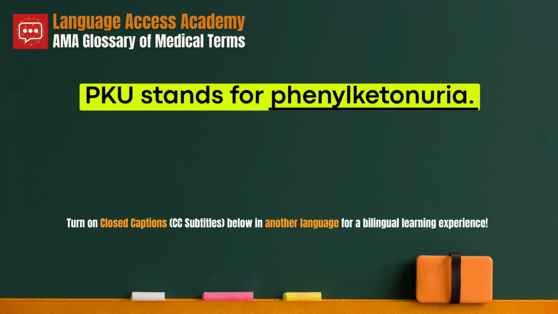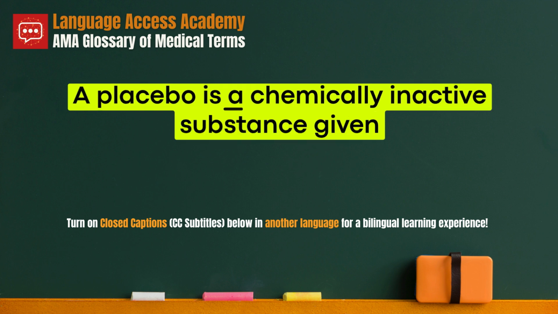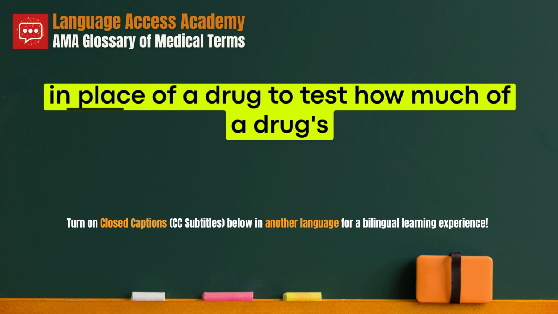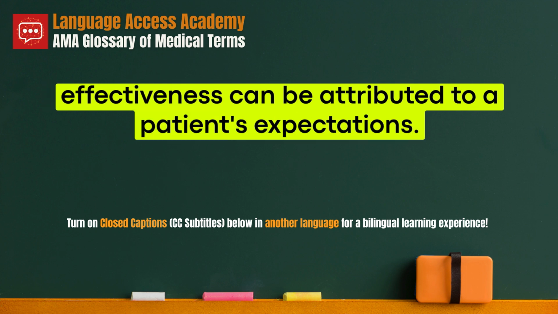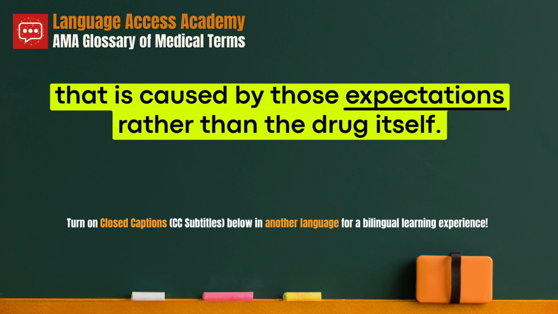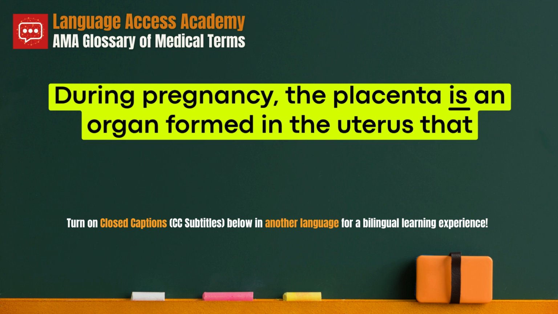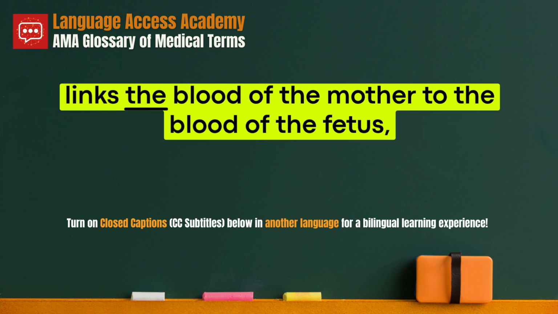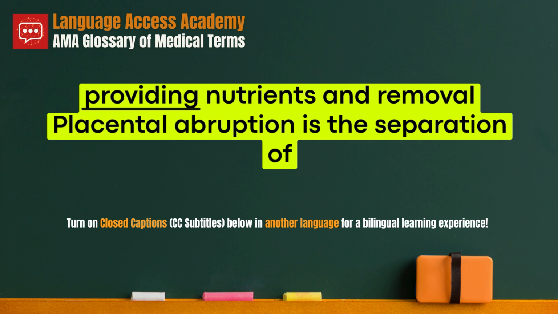PKU stands for phenylketonuria. A placebo is a chemically inactive substance given in place of a drug to test how much of a drug's effectiveness can be attributed to a patient's expectations. The placebo effect is the positive or negative response to a drug that is caused by those expectations rather than the drug itself. During pregnancy, the placenta is an organ formed in the uterus that links the blood of the mother to the blood of the fetus, providing nutrients and removing waste.